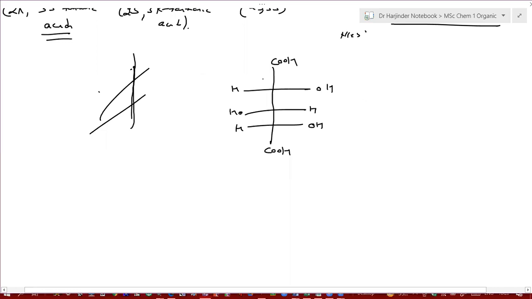What is the configuration over this carbon and finally over this carbon? So suppose carbons 1, 2, 3, 4. Quickly tell me, what is the configuration at carbon number 2? R. Now tell me at carbon number 4. S. Now tell me for carbon number 3.